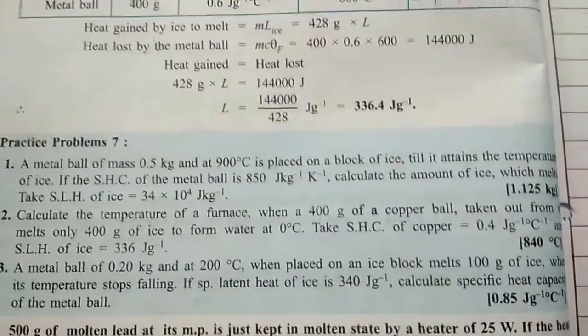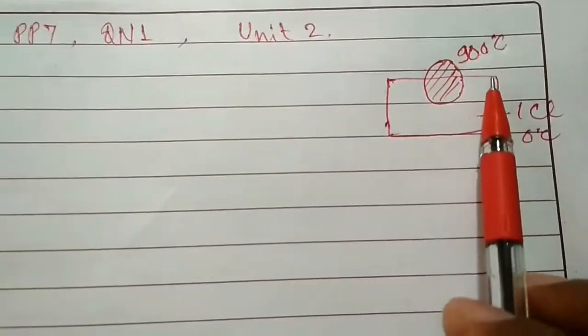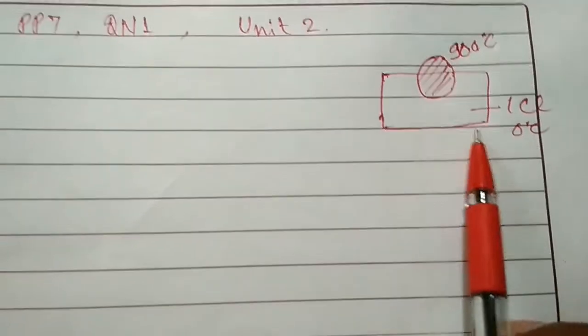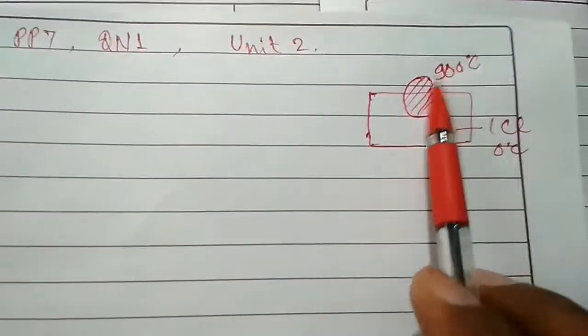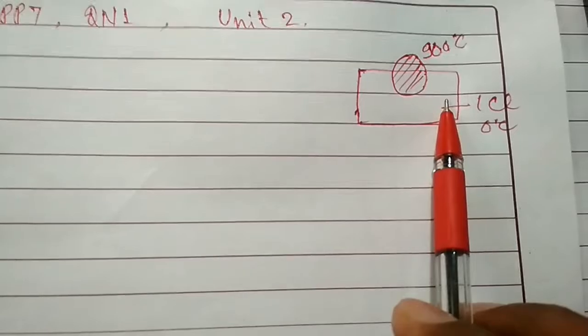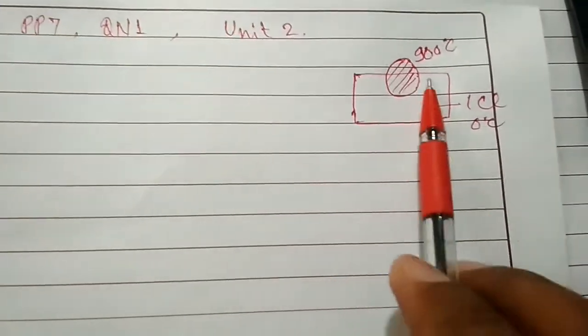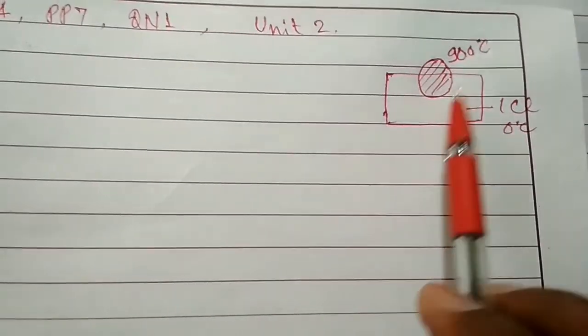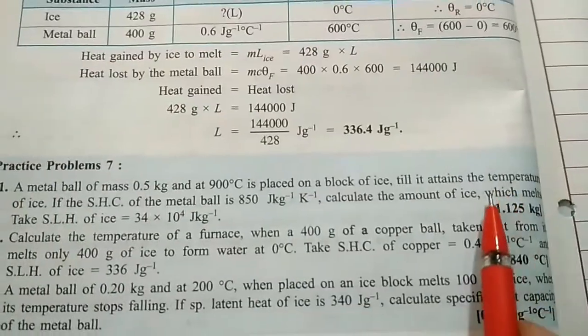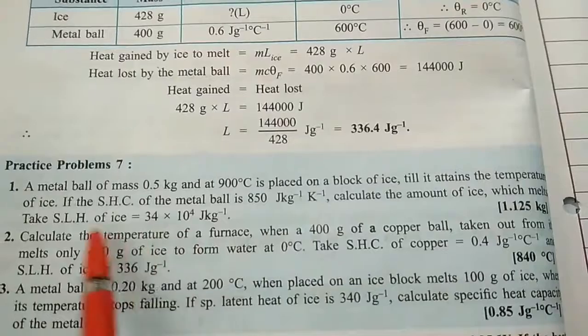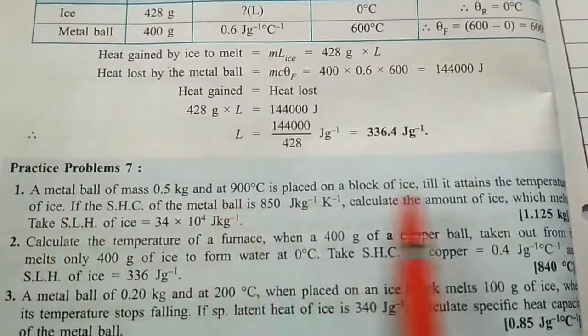I want to show you the diagram for this. See this diagram: this is the ice cube, suppose at 0 degrees Celsius, and this is the ball at 900 degrees Celsius placed on this ice block. So what amount of ice will melt? We have to calculate this. Let's see. Here it is written that it stays till it attains the temperature of ice, which means the final temperature is 0 degrees Celsius.